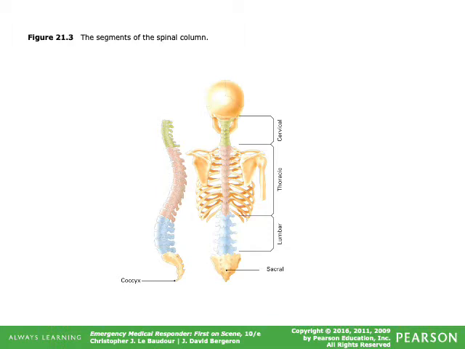All right, the segments of the spinal column. Look at your image down here. You've got your cervical. This is starting at the top. It's in green. Thoracic. This is the one below that. It's in the pinkish color. Lumbar is blue, and sacral is the standard bone color.